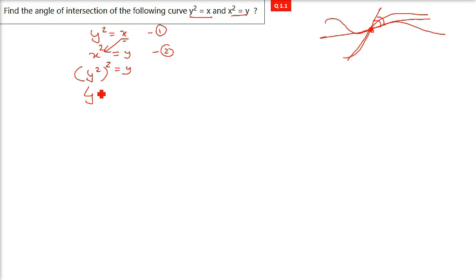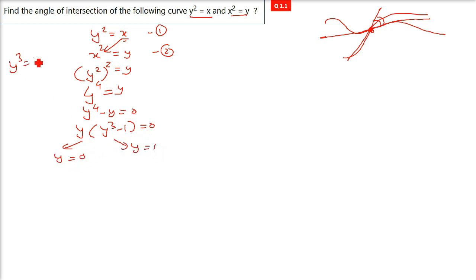So I am placing y square in place of x, and we get y raised 4 minus y equals 0. So y you can take common. It will be y cube minus 1 equals 0. So from here you get y equals 0. From here you will get y equals 1. If y cube is equal to 1, y will be cube root of 1, which is going to be 1 only.